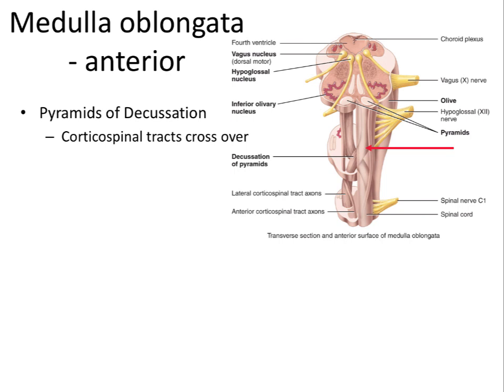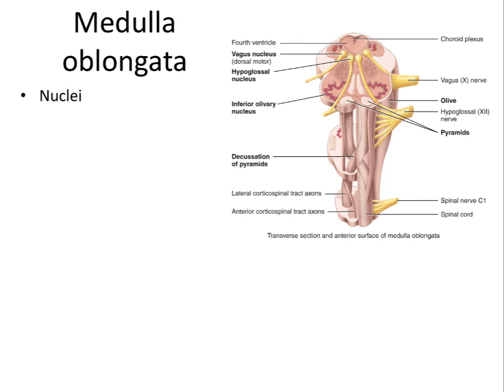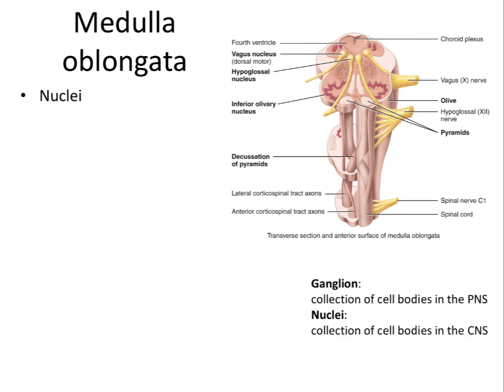The medulla also contains areas called nuclei. Remember, a nucleus is a collection of cell bodies within the CNS. We already learned about ganglia. The dorsal root ganglion was a collection of cell bodies in the PNS that was on the dorsal root, and it contained the cell bodies of the unipolar neurons that were bringing sensory information into the spinal cord.